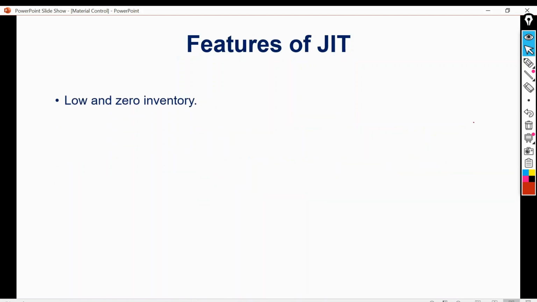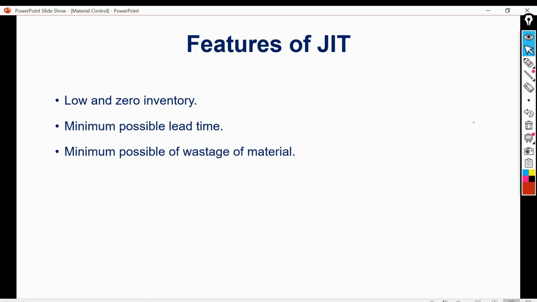Features of JIT, just in time: low and zero inventory. Under the just in time approach, the inventory in store is zero or at a very low level, with minimum possible lead time. In just in time approach, lead time or delivery time is the minimum possible. Minimum possible wastage of material, because in just in time approach there is no need of store and carrying of material, hence in this situation the wastage of material is least possible.